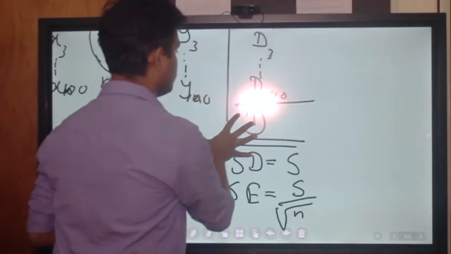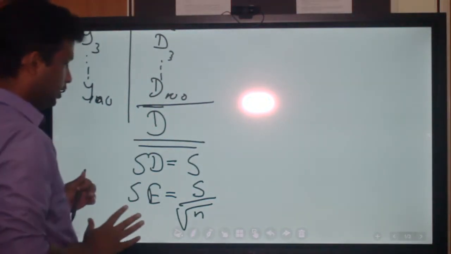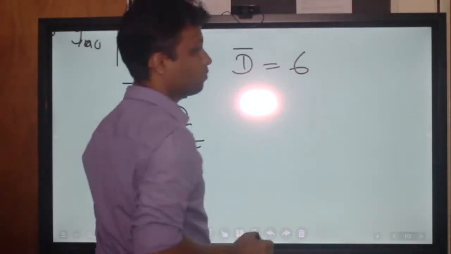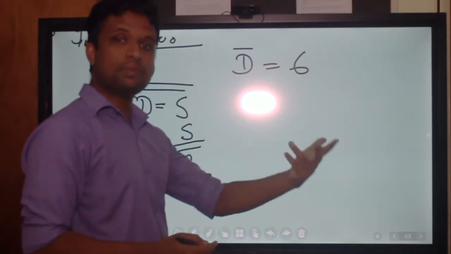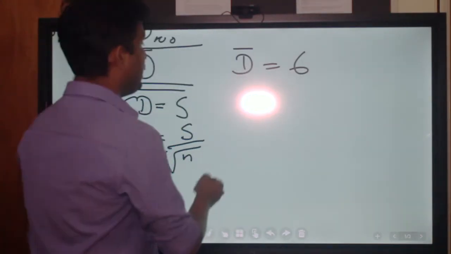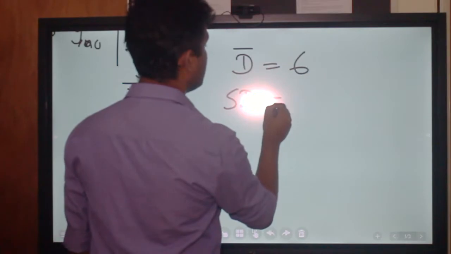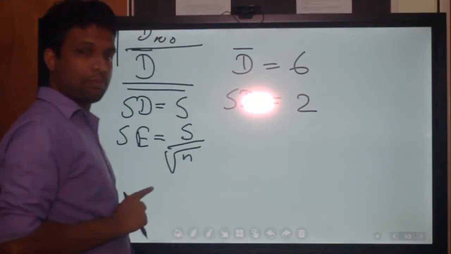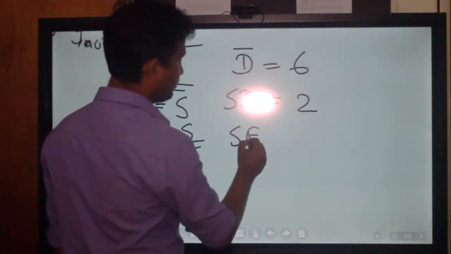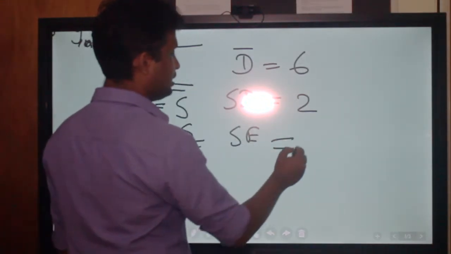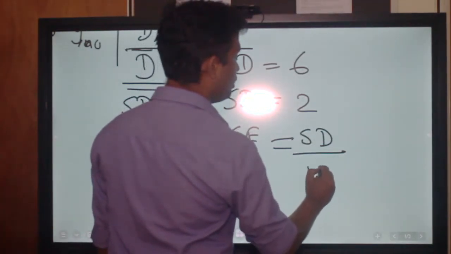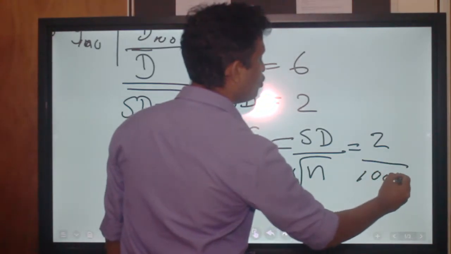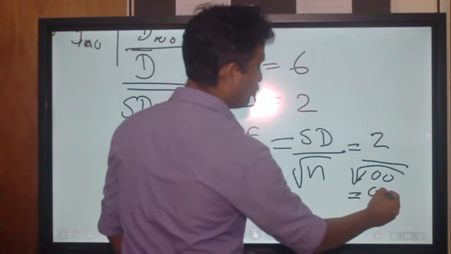Okay, I will keep it somewhere here. Think that our D bar is 6. Reduction of 6 grams per deciliter in 100 individuals, and standard deviation is 2. We have 100 individuals. The first step is to calculate the standard error. So the standard error is standard deviation divided by square root of n, which equals 2 divided by square root of 100, which equals 0.2.